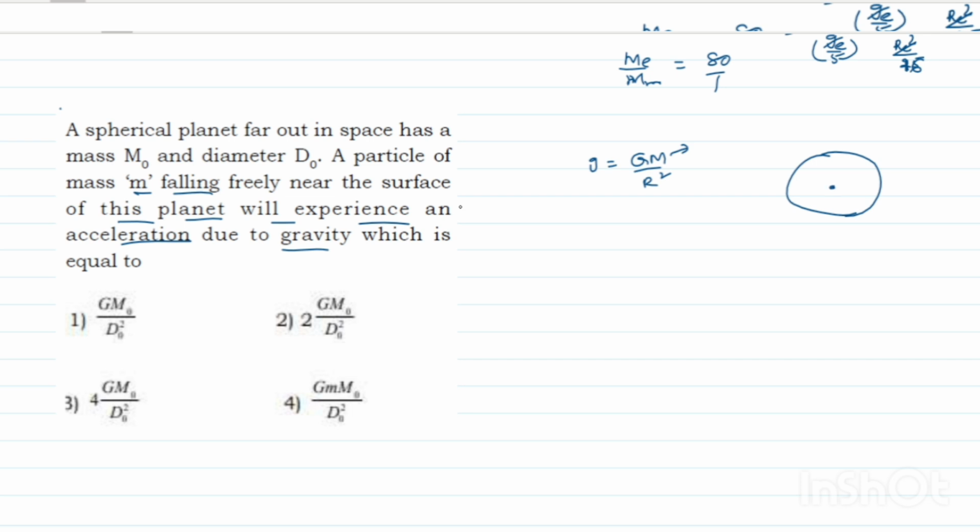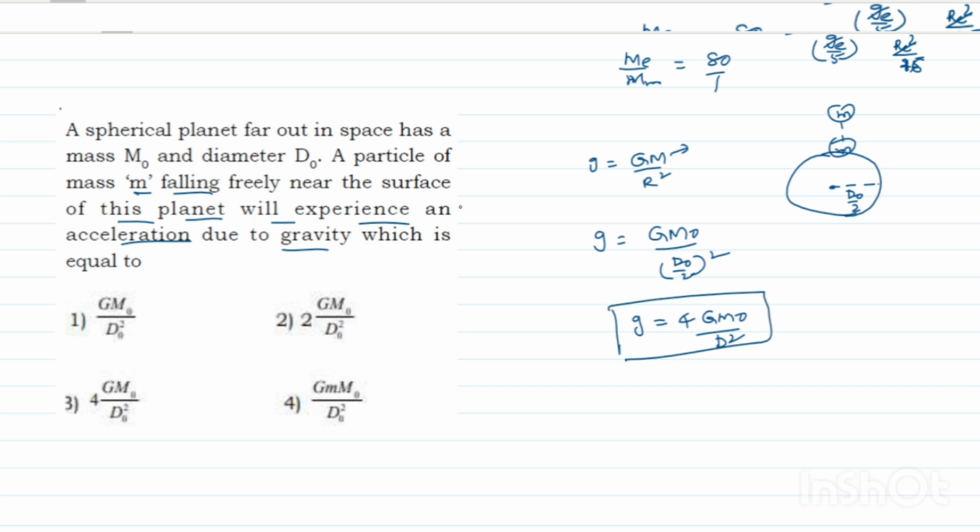Its diameter is given as d0, in the sense the radius value will be d0 by 2. And here a particle of mass m is going to be falling on the surface of the Earth. So now g will be equal to G into m0 by the radius, which you can take as (d0 by 2) whole square, which is nothing but g equals 4 G m0 by d0 square. This is the correct answer.